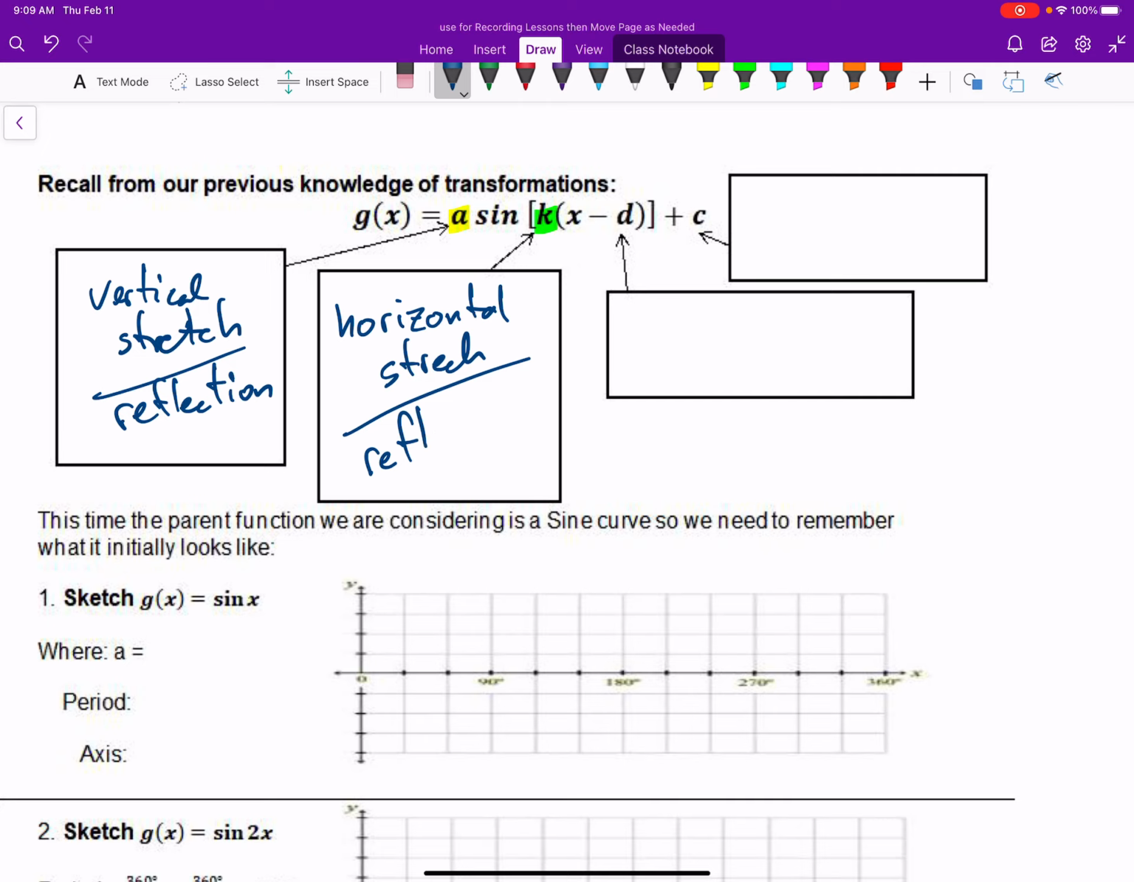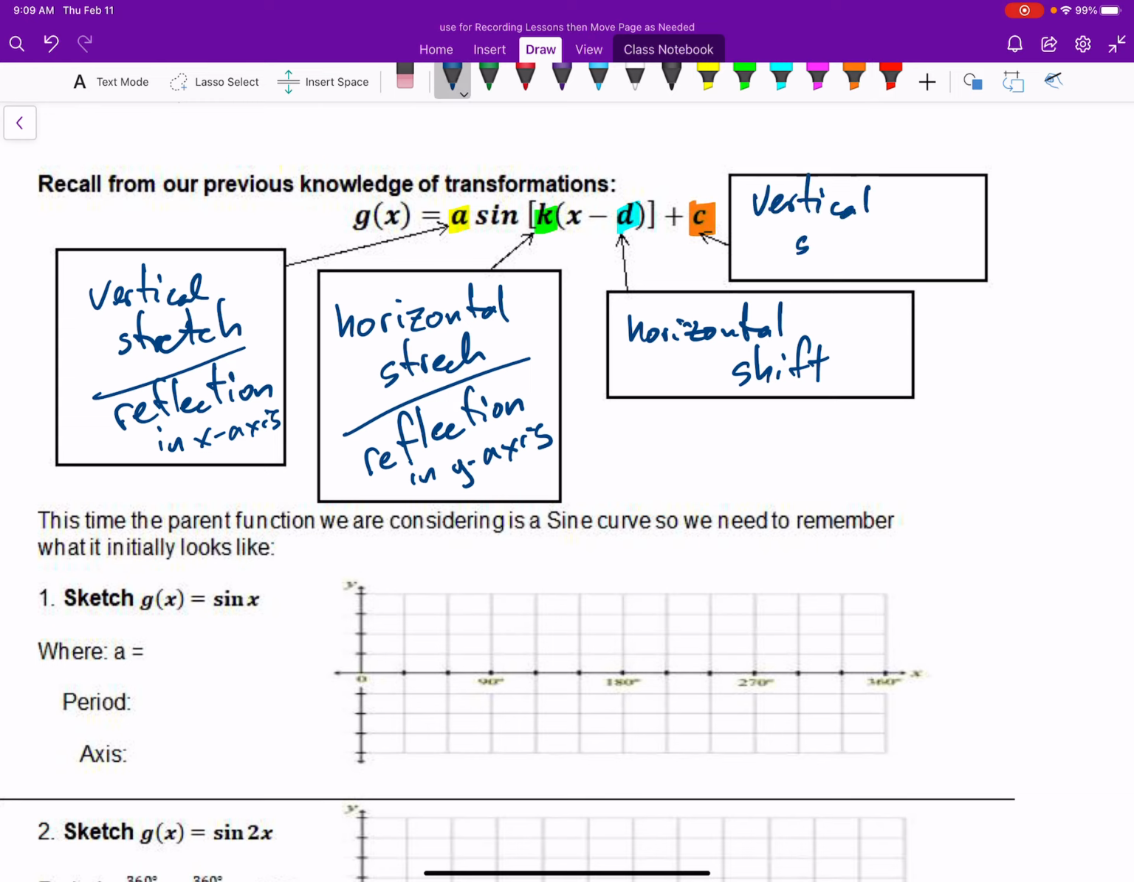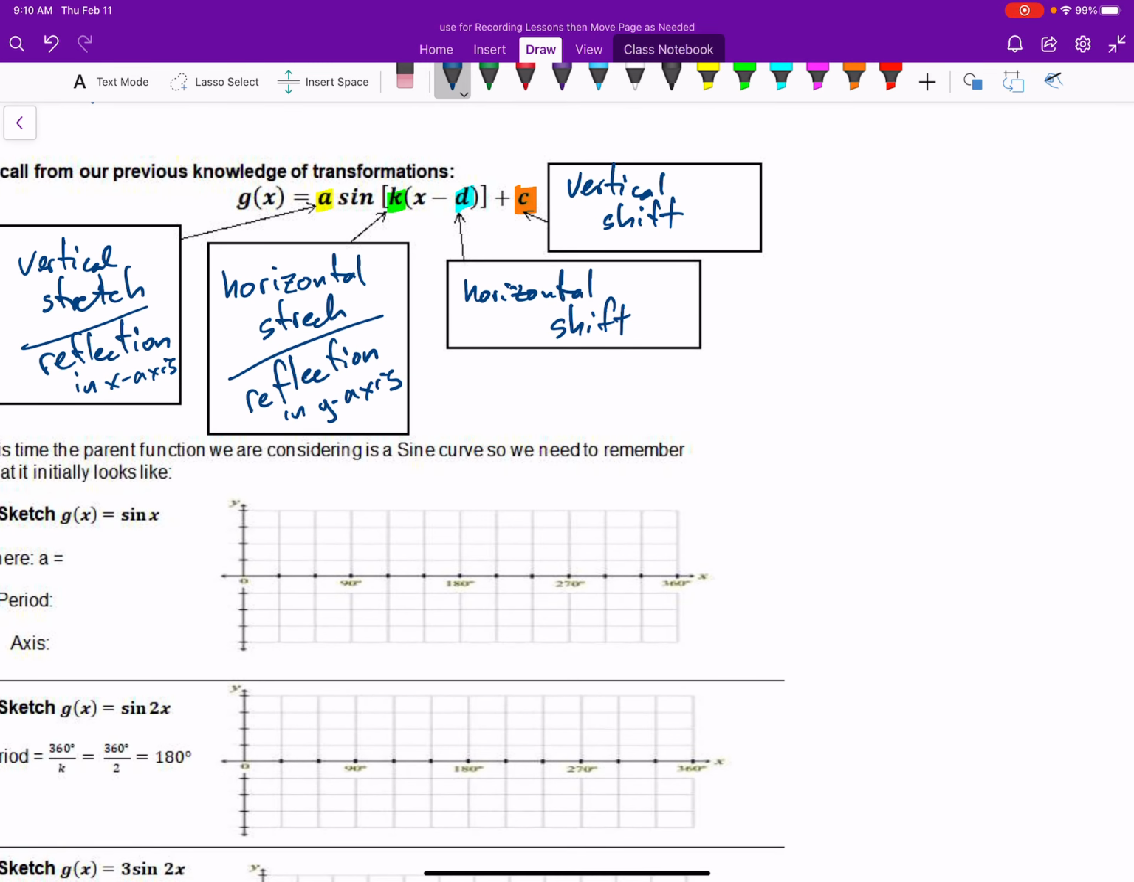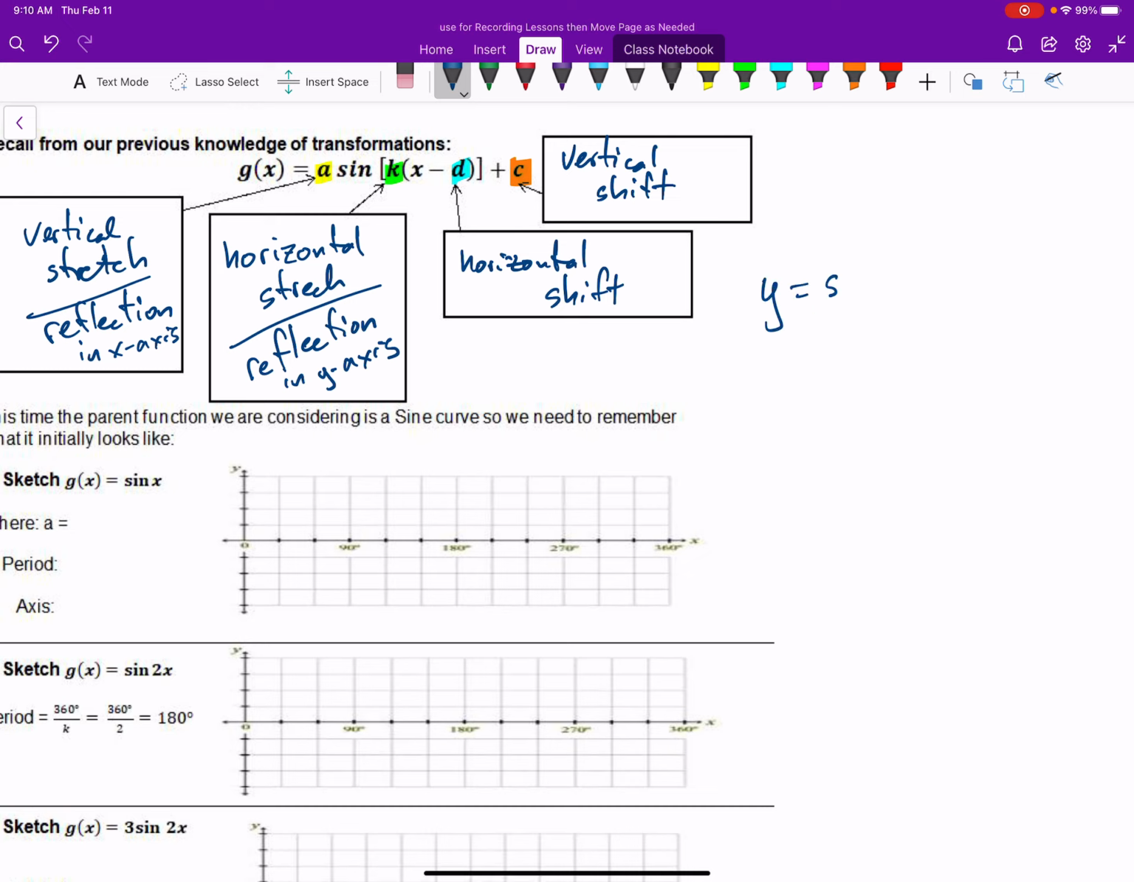And it's a reflection in the x-axis, because that's a vertical reflection. This one's a reflection in the y-axis. That's a horizontal reflection. D, of course, is my horizontal shift. And C is my vertical shift. So nothing is different as far as what A, K, D, or C stand for. They're always the same. All that matters is what parent function I'm working with. Well, in this case, I'm working with the parent function of y equals sine x.